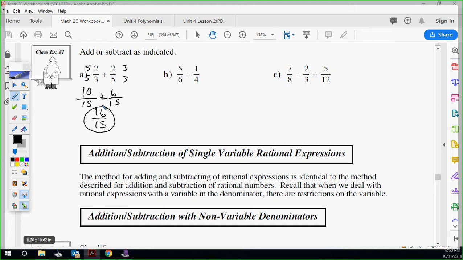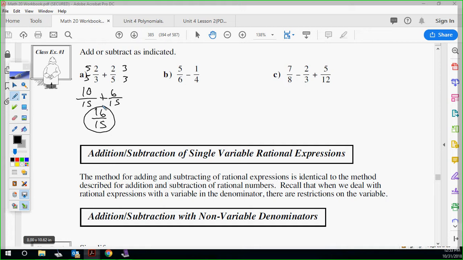Okay, so 5 over 6 minus 1 over 4. Again, 6 doesn't go into 4, and 4 doesn't go into 6, so it doesn't really help me much there. So I'm going to go ahead and multiply them by each other again. Now this one, what do 6 and 4 both go into? 24. Yeah, 24, but what about one lower? 12. So you could do 12 if you wanted for your lowest common denominator.